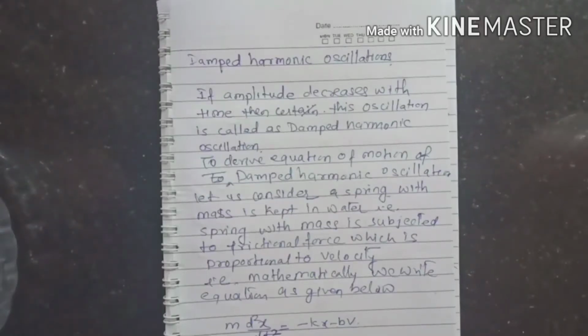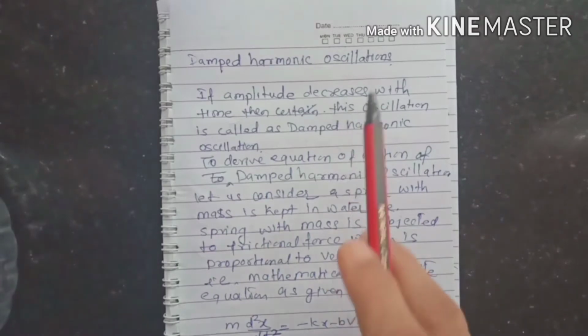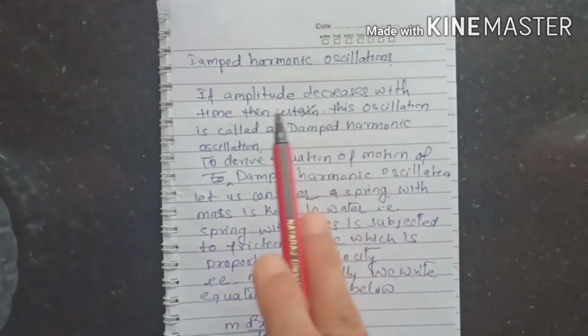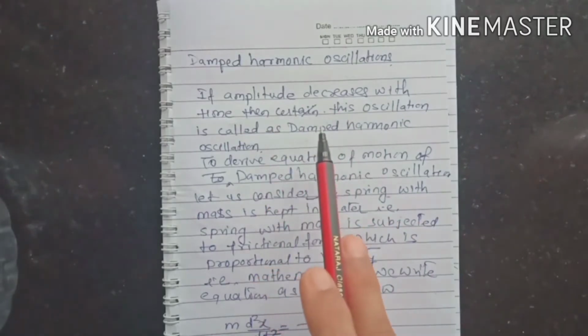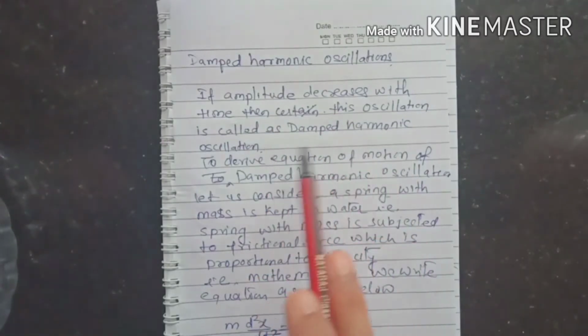We have learnt about simple harmonic motion and oscillations in the last slides. Now we are going to discuss damped harmonic oscillations. If the amplitude decreases with time, then this oscillation is called damped harmonic oscillation.